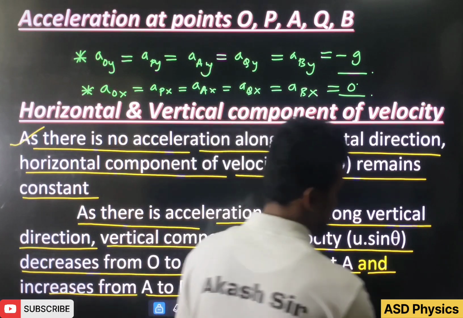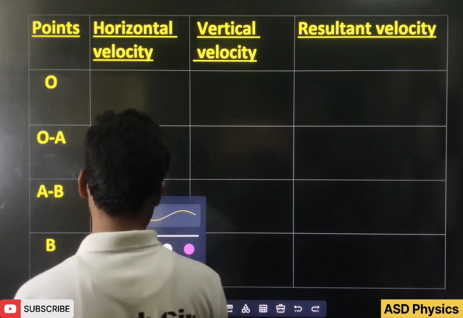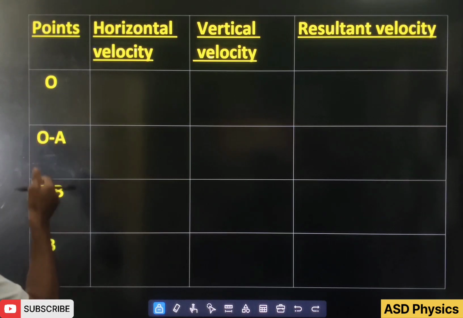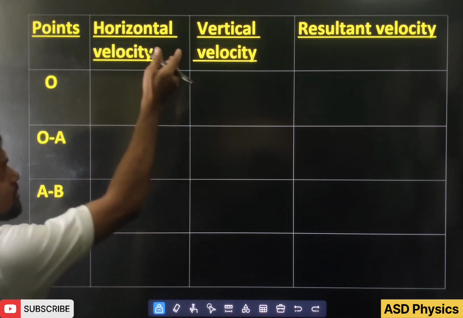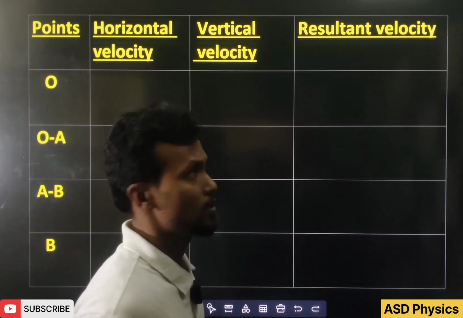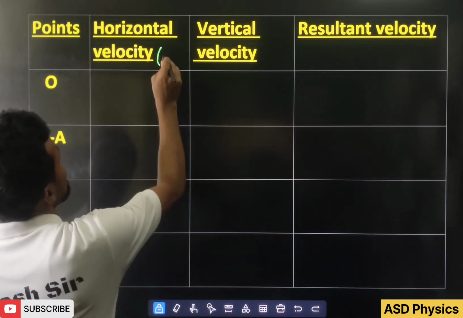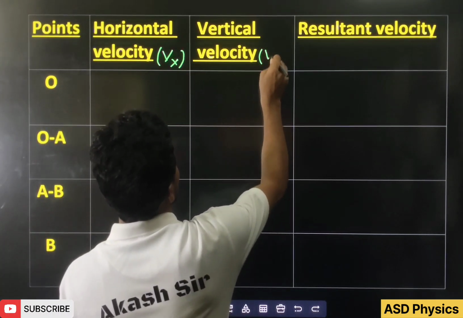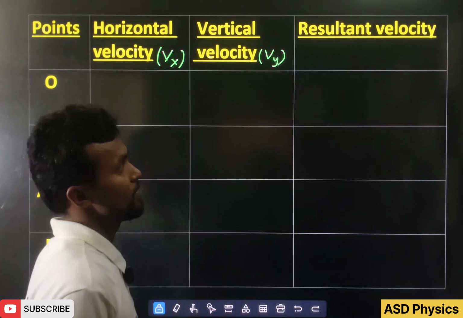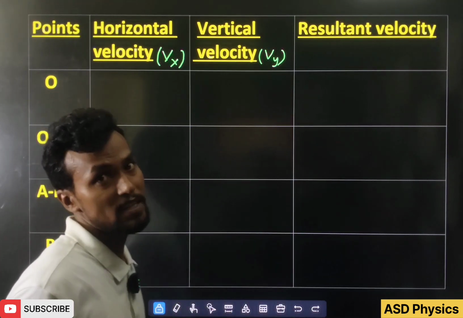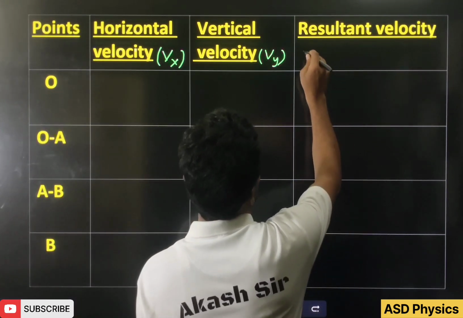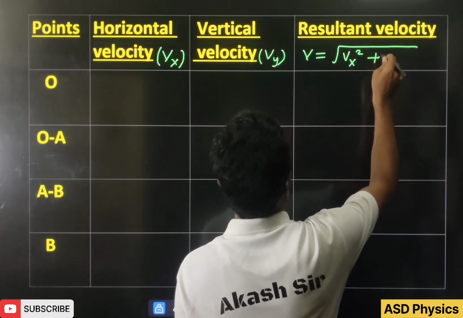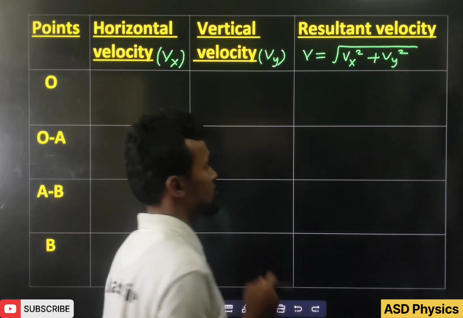Now students, let's move to the next one. Here you can see this table. These points are there, O to A to B. Horizontal velocity, vertical velocity, resultant velocity, okay. So horizontal velocity at any point, generally I can write Vx. Vertical velocity at any point, I can write Vy. And you know very well, Vx and Vy make how much angle? 90 degrees. So the resultant velocity, from the Pythagoras theorem, I can write Vx square plus Vy square, okay.